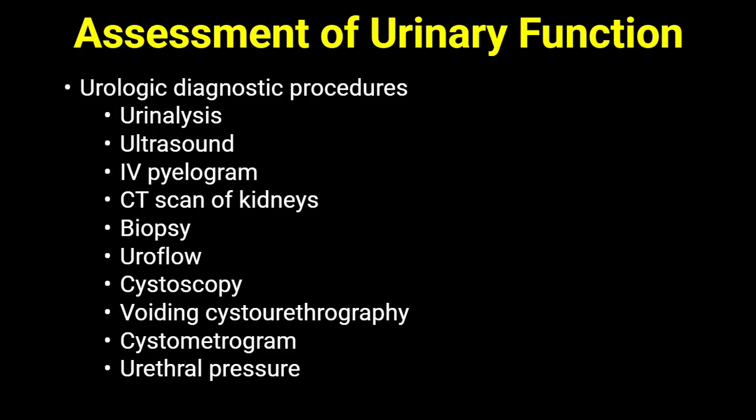NCLEX pearls. Urinalysis is usually the first diagnostic test for urinary symptoms. Ultrasound is the preferred initial imaging study because it is non-invasive and radiation-free. VCUG is the gold standard for diagnosing vesicoureteral reflux, VUR. After a renal biopsy, monitor for bleeding, check vital signs, inspect the urine for hematuria, and keep the child on bed rest as ordered. This is a common NCLEX question.